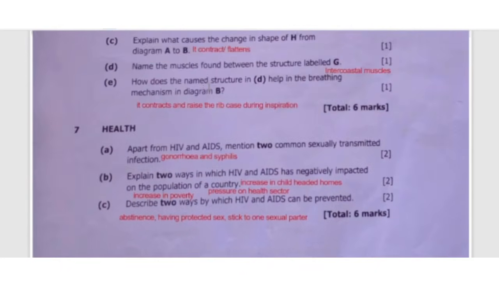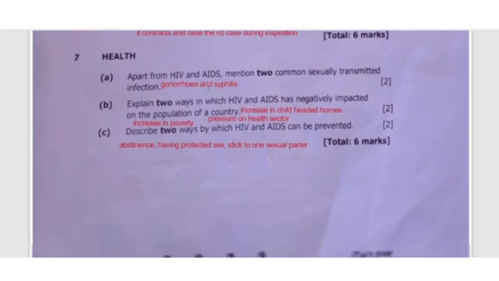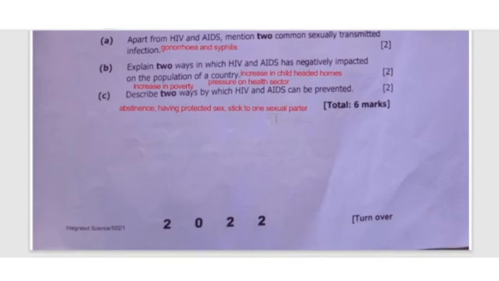So basically, these were the answers we were supposed to write. For 7A, gonorrhea and syphilis. 7B: increase in child-headed homes, increase in poverty, pressure on the health sector, abstinence, having unprotected sex, sticking to one sexual partner. These are the answers. Where I've written three, you can pick just the best two of yours and write them.